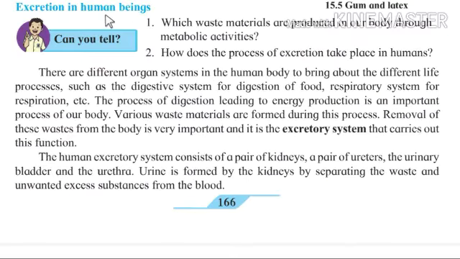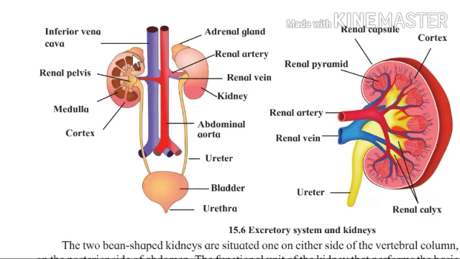The process of excretion in human beings. There are different organ systems in the human body to bring about the different life processes. Here, the excretory system is well developed in the human body. The excretory system consists of a pair of kidneys, a pair of ureters, the urinary bladder, and the urethra. Urine is formed by the kidneys by separating the waste and unwanted substances from the blood. Now you can see the human excretory system shown here.